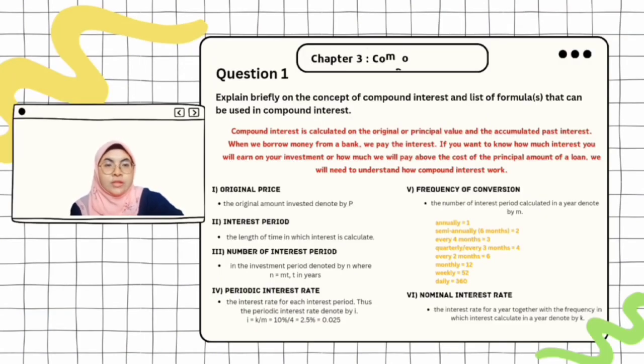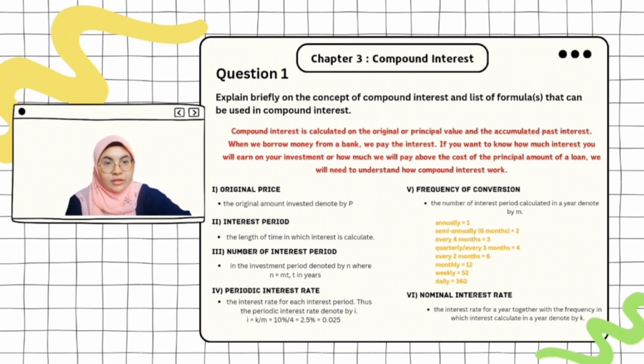So, we go into Chapter 3, compound interest. For question 1, explain briefly the concept of compound interest and list the formulas that can be used in compound interest. As we know, compound interest is calculated on the original or principal value and the accumulated past interest.